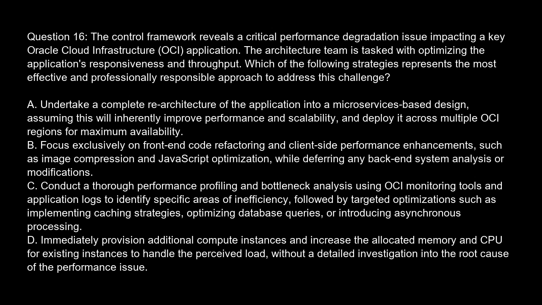Option C. Conduct a thorough performance profiling and bottleneck analysis, using OCI monitoring tools and application logs to identify specific areas of inefficiency, followed by targeted optimization such as implementing caching strategies, optimizing database queries, or introducing asynchronous processing. Option D. Immediately provision additional compute instances and increase the allocated memory and CPU for existing instances to handle the perceived load, without a detailed investigation into the root cause of the performance issue.